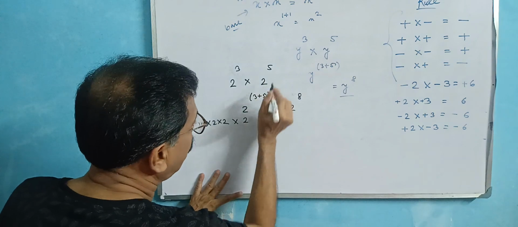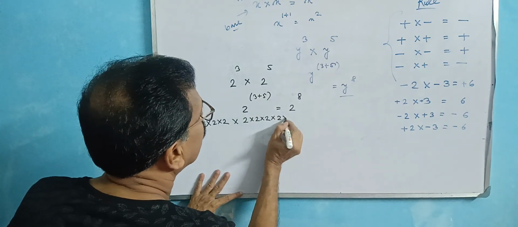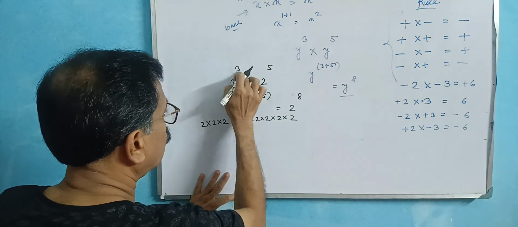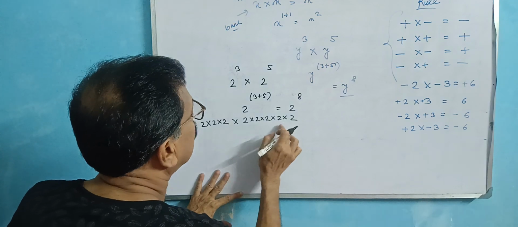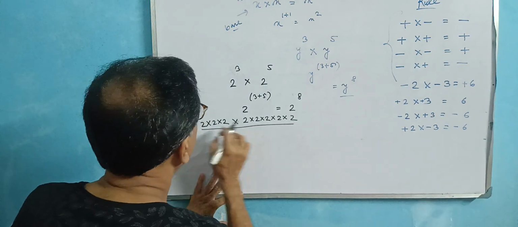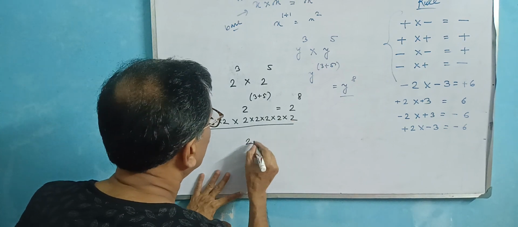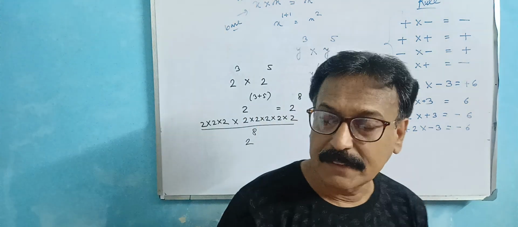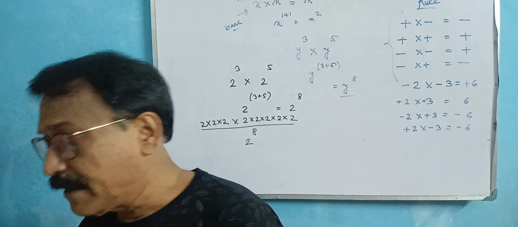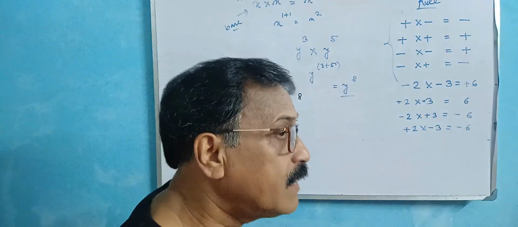2 to the power 5 means 2 into 2 into 2, written 5 times. So 2 to the power 3 means 1 2 3, and 2 to the power 5 means 1 2 3 4 5. What is the total? 1 2 3 4 5 6 7 8, so 2 to the power 8. So there is the rule: when bases are the same, powers will be added. This is the basic thing of multiplication.